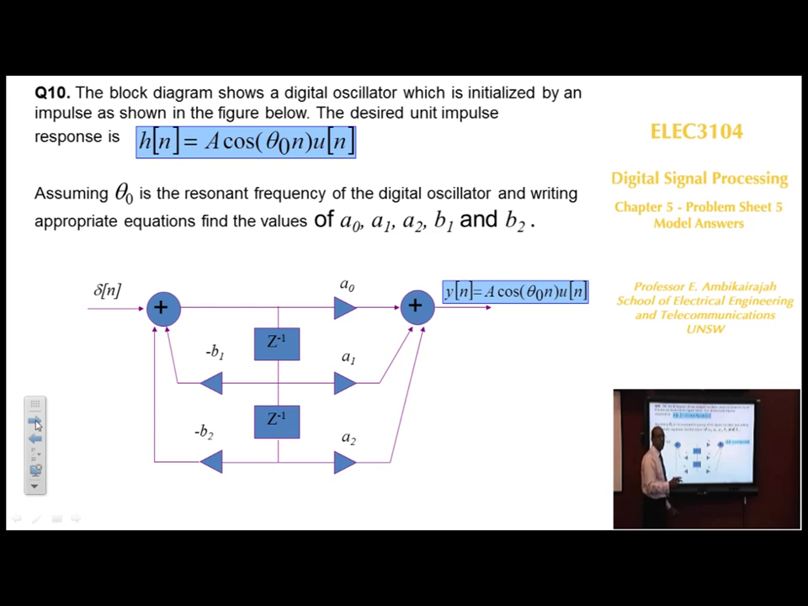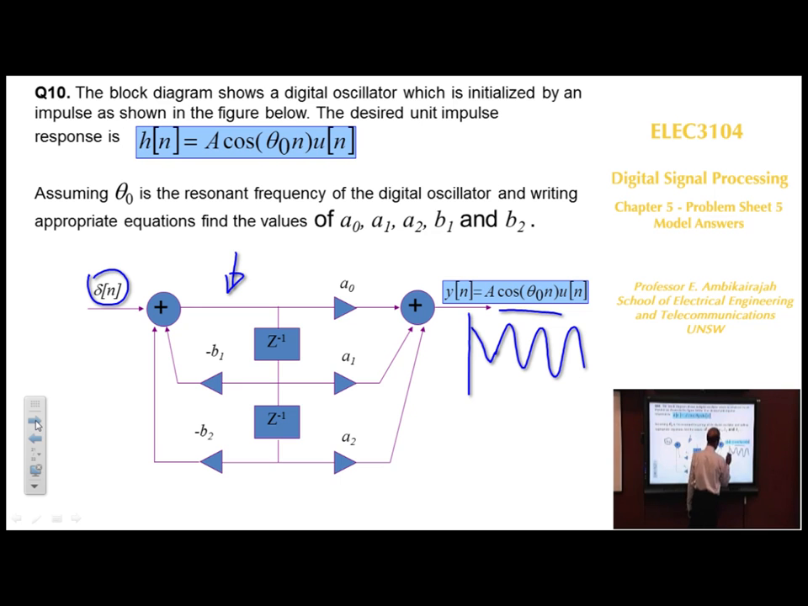This question wasn't in your tutorial problem sheet, so we have now added this one. Basically, you've been given a block diagram, and we want the impulse response. When you give an impulse, the output is going to be a cosine function. It's like a cosine oscillator, that's what we want. In order for that to happen, what should these values be? So it's a basic digital oscillator question.